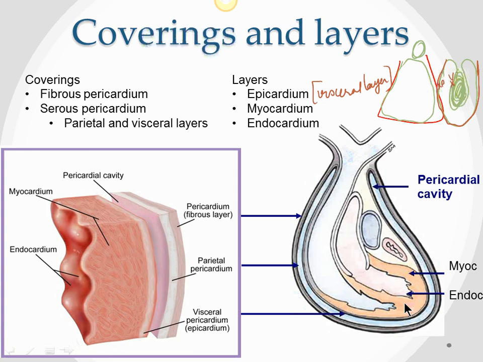The next layer of the heart is the thickest layer, which is muscular. It is made up of cardiac muscle, and that is known as myocardium. So this layer here is called myocardium, not endocardium.